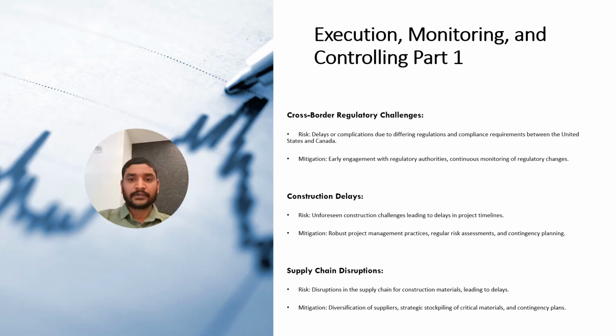And here's execution, monitoring and controlling part 1. Starting with the cross-border regulatory challenges. Risk: delays or complications due to the differing regulatory and compliance requirements between the United States and Canada. Mitigations: early engagement with the regulatory authorities, continuous monitoring of regulatory changes, and avoiding construction delays. Risk: construction challenges leading to delays in project timelines. Mitigations: robust project management practice, regular risk assessment, and contingency planning.